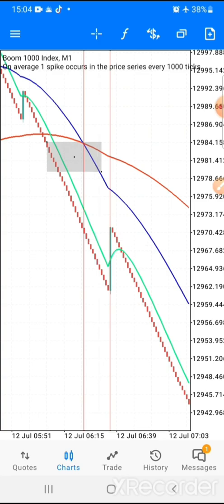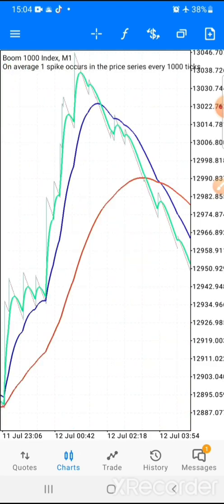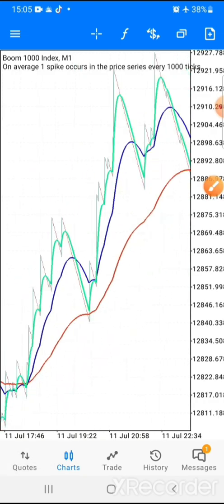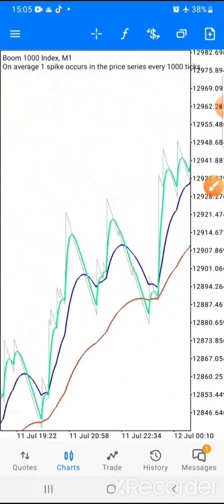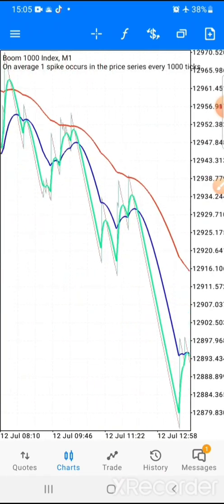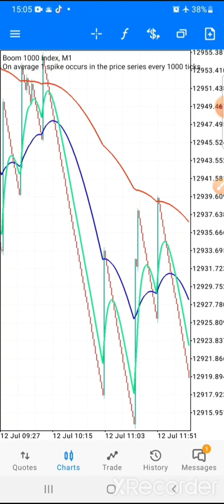Then the next part, we're now looking at the first condition. We'll check if the candles are below the red moving average. Let's look for an example where the candles are below. Yeah, we have an example here. Okay, let me try to zoom out. Okay, this is a perfect example.